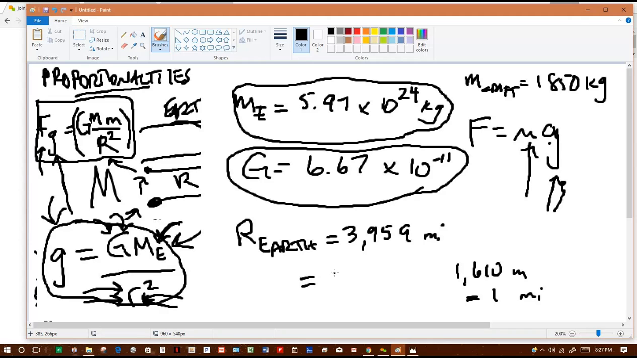Round to 2 decimals if you want. 2 decimals, okay. I get 6.4. That would be rounding to 2 digits, but you need to round to 2 decimals. 6.37. Very good.